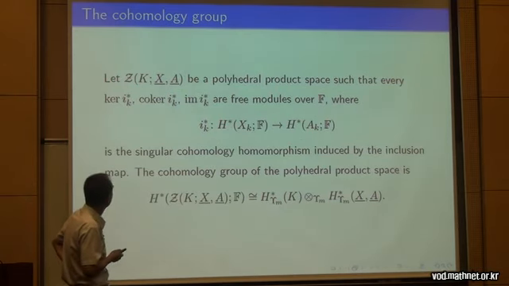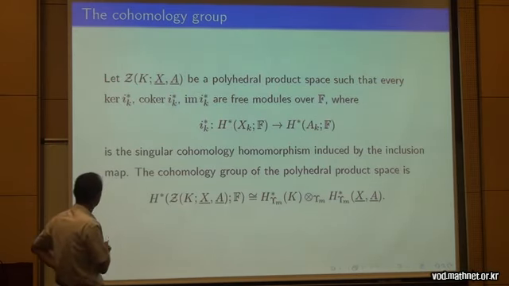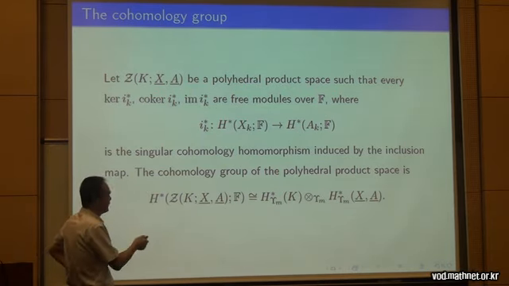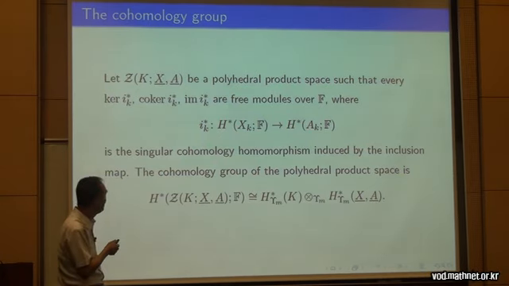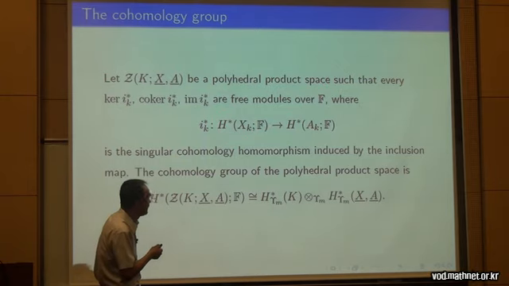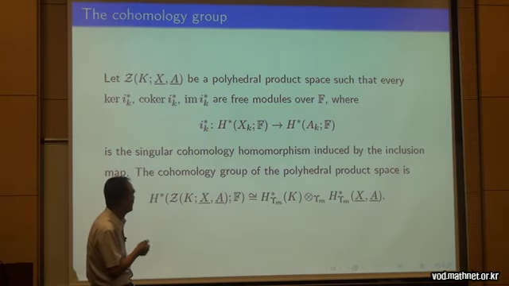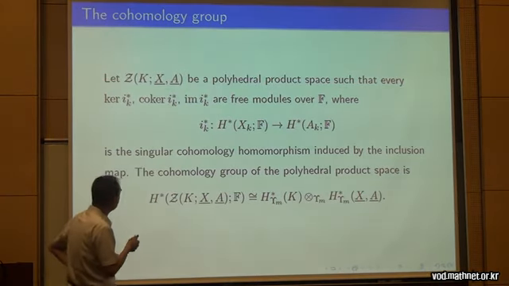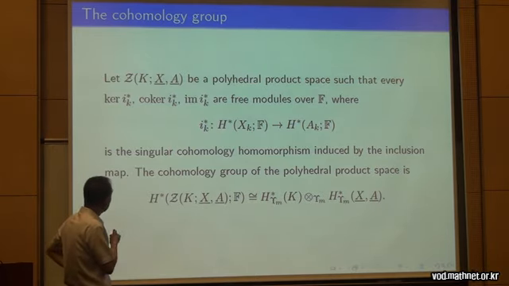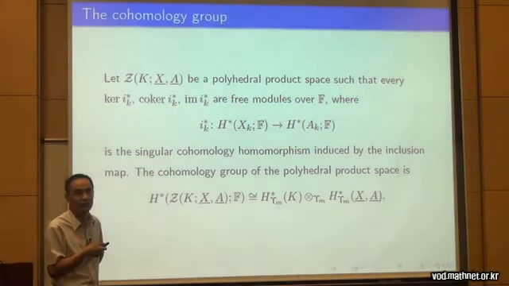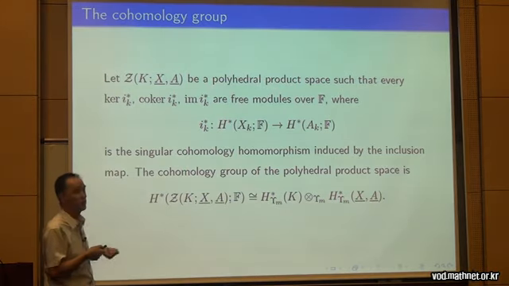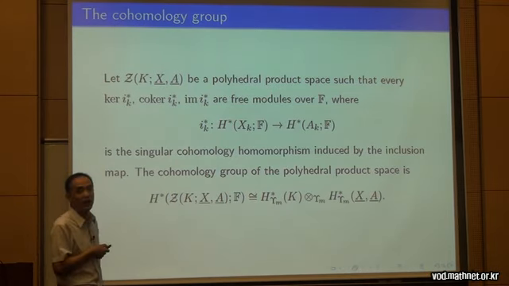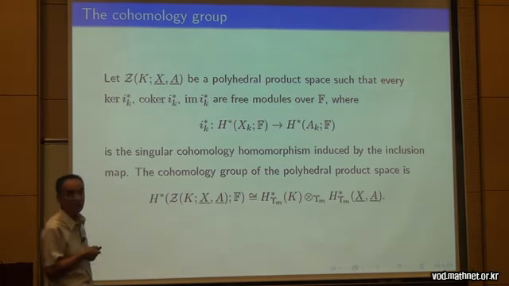Then our theorem is: let (K, X, A) be a polyhedral product space. Our condition is on the homomorphism of cohomology groups induced by the inclusion map, and everything is over a fixed ring F, so each is a module over it. The condition is that the kernel, cokernel, and image are all free modules over F. This seems a very strong condition, but in fact it is not. In many important cases such conditions are satisfied. For example, if F is a field, it's always satisfied.